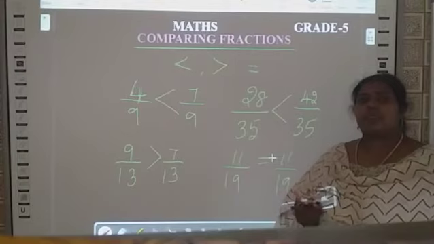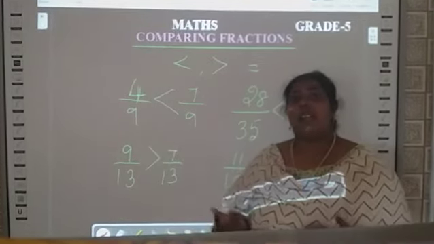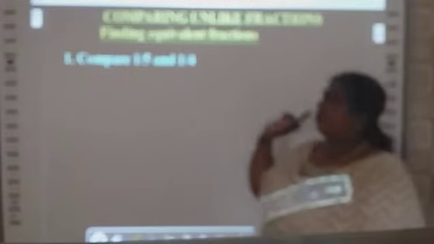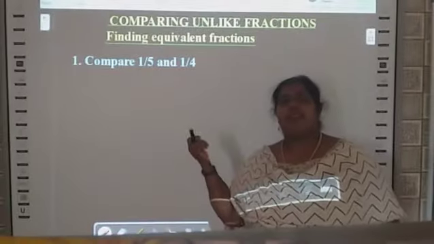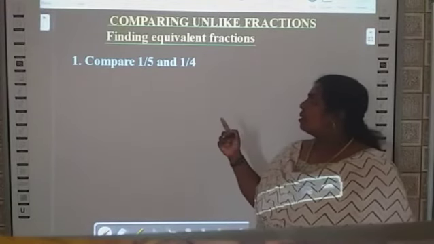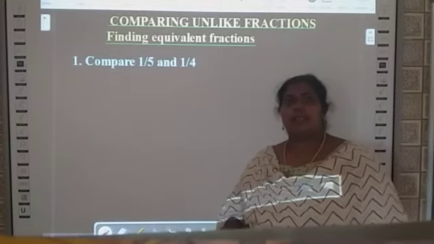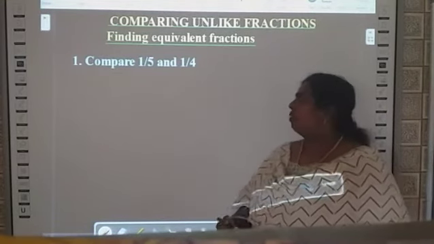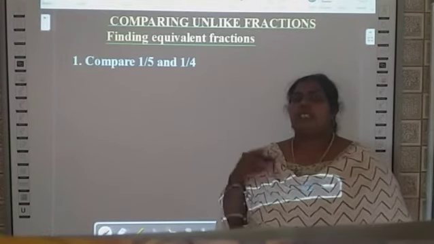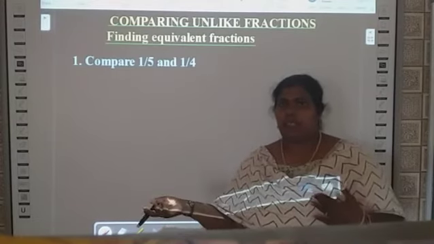Okay. So next we are going to discuss how to compare unlike fractions. Here we are going to use three methods. The first method is finding equivalent fractions. Actually, you know how to find an equivalent fraction, isn't it? If I give one fraction, you know how to find the equivalent fraction, isn't it?